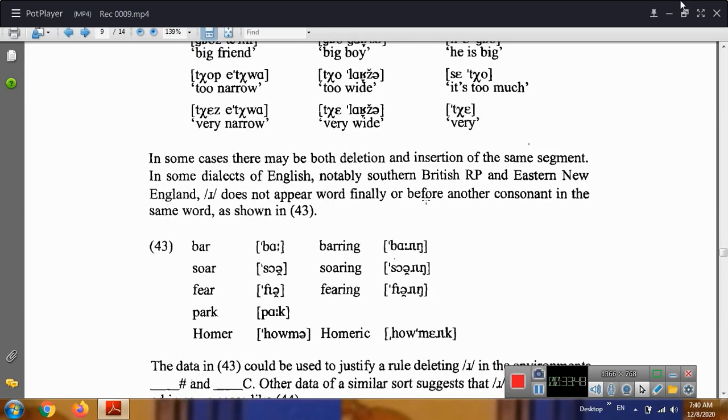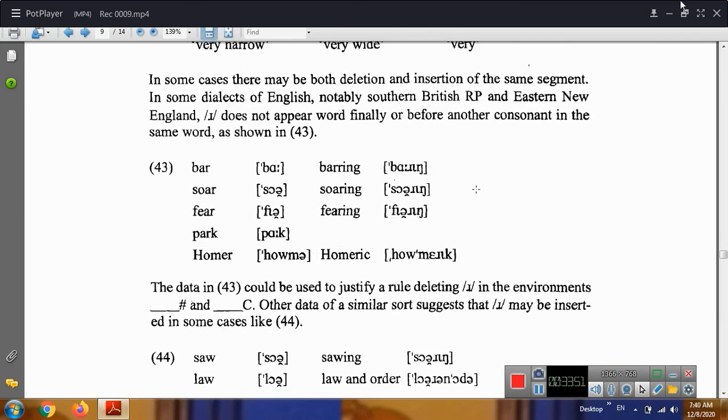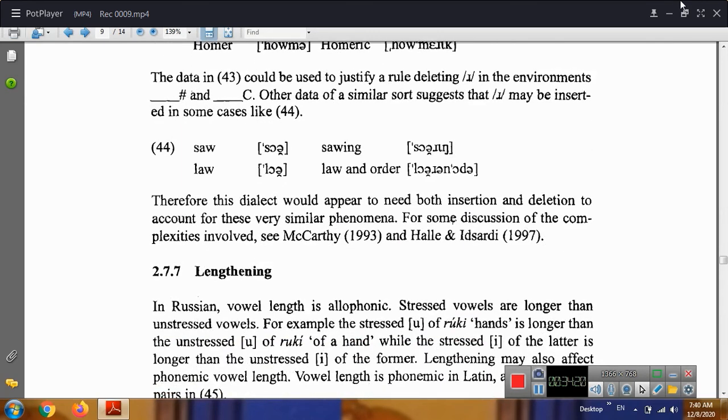And sometimes in some words we have both deletion and insertion. Here we have deletion in such words in the British dialect of English: bar, sa, fia, pag, homa. At the end of the word we deleted re, but when we add a suffix like ing, we can pronounce that re. Burying, soaring, fearing. But sometimes in some data we add some sounds like re to some words.